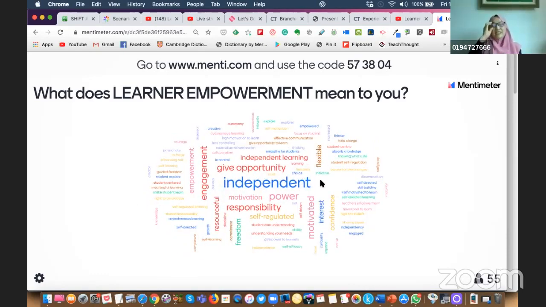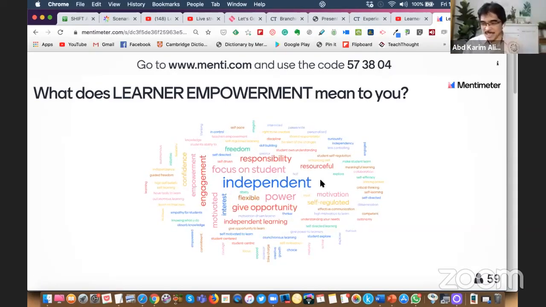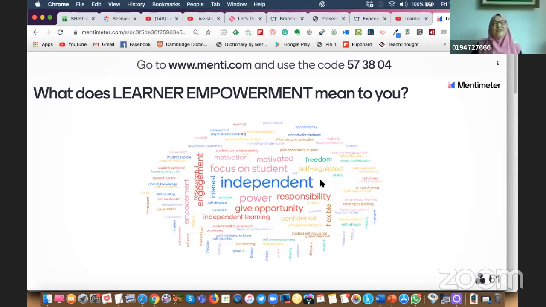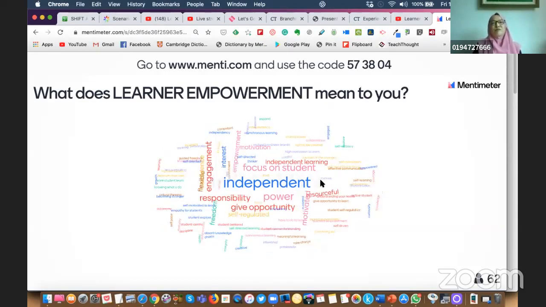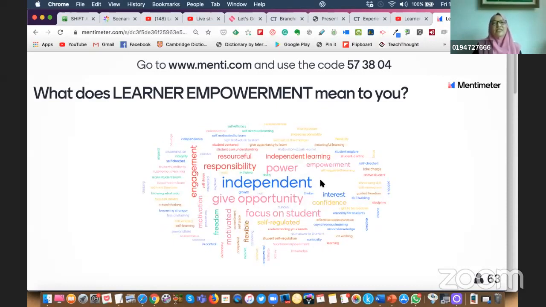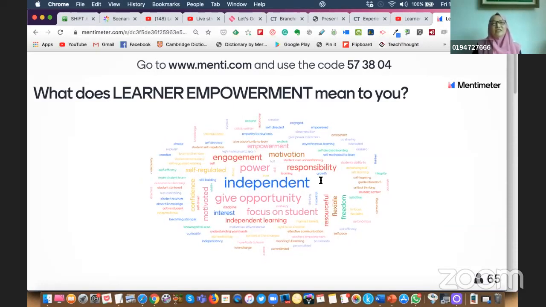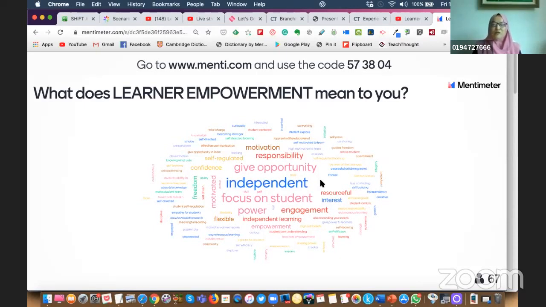All right, Prof. So I think the word cloud is coming up nicely. About 60 people. Thank you for contributing to this discussion. You can see independent, responsibility, resourceful, power, focus on student, give opportunity. Responsibility, engagement. Those are the frequently mentioned words. Right now we have 67 participants participating in this word cloud.